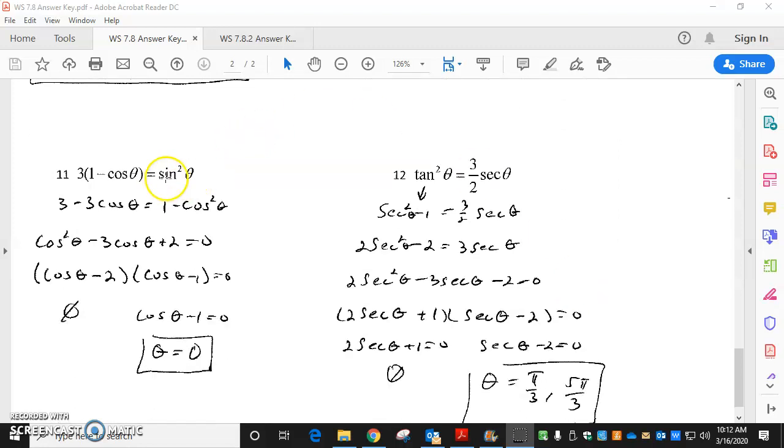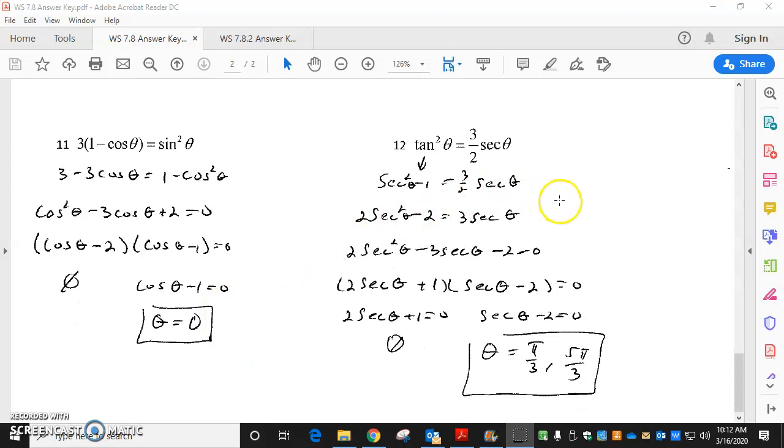Number 11, I had a cosine over here. I had a sine squared over here. I rewrote sine squared as 1 minus cosine squared. Now I have nothing but cosines. I can factor, and I can solve these two mini equations, though the one on the left doesn't give me a solution. I only get the solutions on the right.